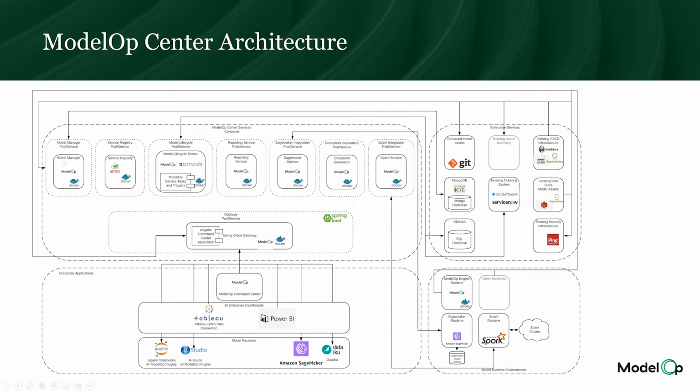We're going to be looking a lot today at our model manager microservice, as well as our model lifecycle service. Those two are some of our central services that really provide a lot of our capabilities. But as we talk about some of the other integrations, we do have services that directly provide integration, like a Sagemaker service, and we'll be talking a little bit about that, as well as add-ons like a document generation service to pull information into Microsoft Word documents, or Spark integration to integrate with Spark runtimes for execution environments.